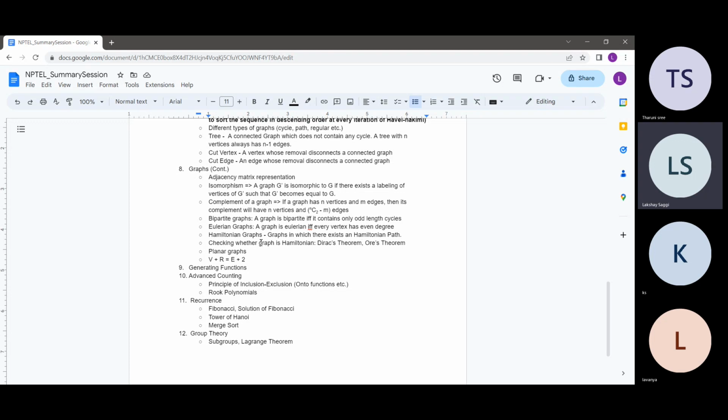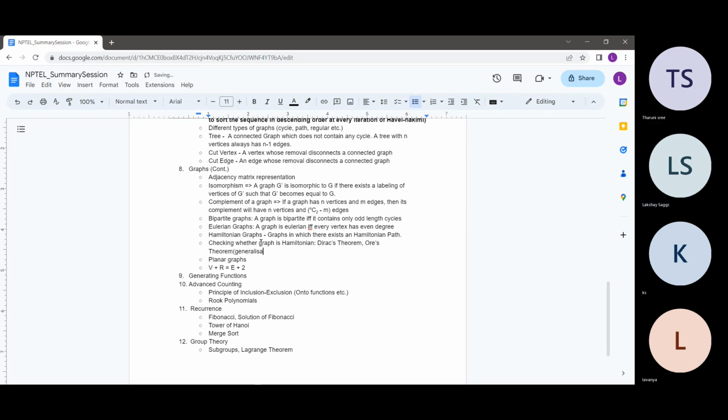Dirac's theorem says that a graph is Hamiltonian if the degree of every vertex is greater than or equal to n by 2. And then there was Ore's theorem, which was a generalization of Dirac's theorem. And what does generalization mean? Generalization means that Dirac's theorem can be derived from Ore's theorem. So Ore's theorem says that for every pair of non-adjacent vertices u and v, degree of u plus degree of v should be greater than or equal to n. Then we can say that the graph is Hamiltonian.